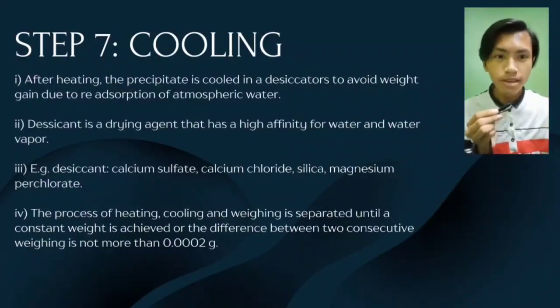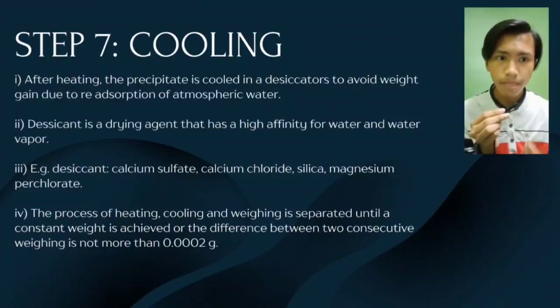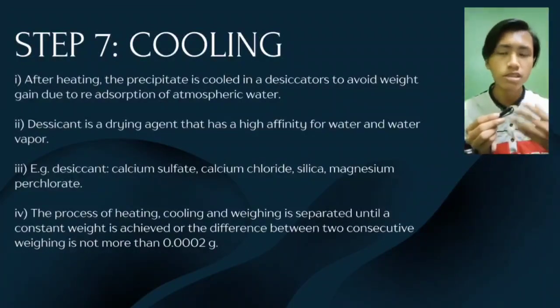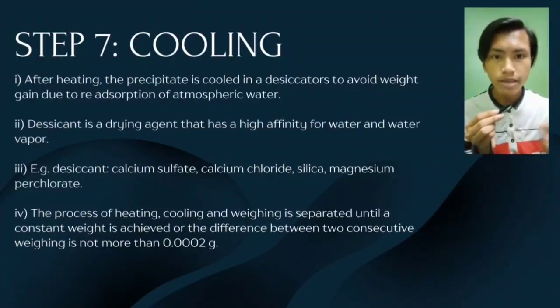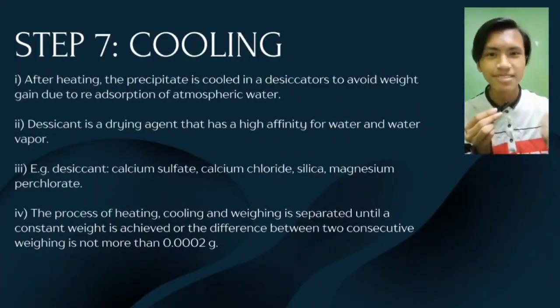And the last one is that the process of heating, cooling and weighing is repeated until a constant weight is achieved, or the difference between two consecutive weighings is not more than 0.0002 grams.